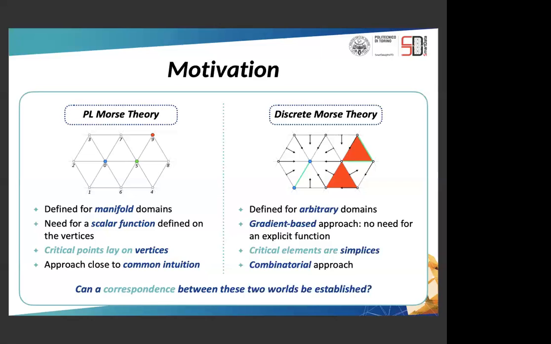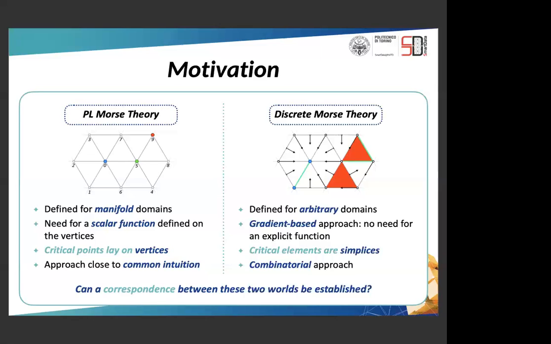One of the crucial differences between the two theories concerns the notion of critical elements. For PL Morse theory, critical points are actually vertices of our discretized domain, while in discrete Morse theory, critical elements are simplexes in general of any dimension. And this difference creates a huge gap between the two theories.